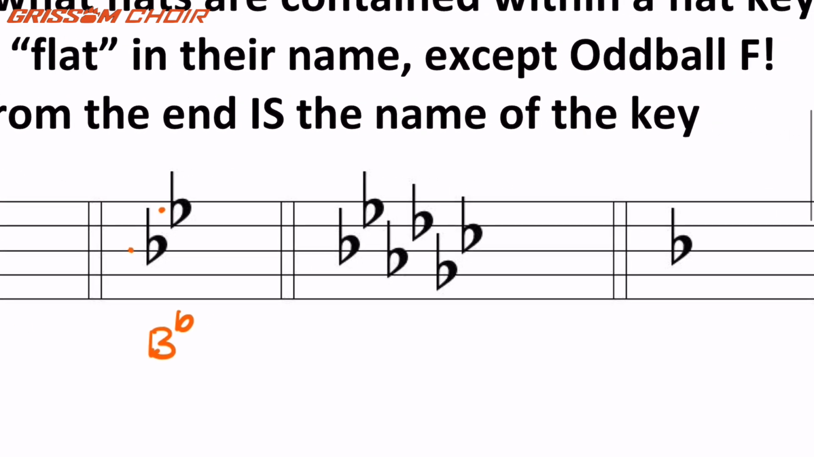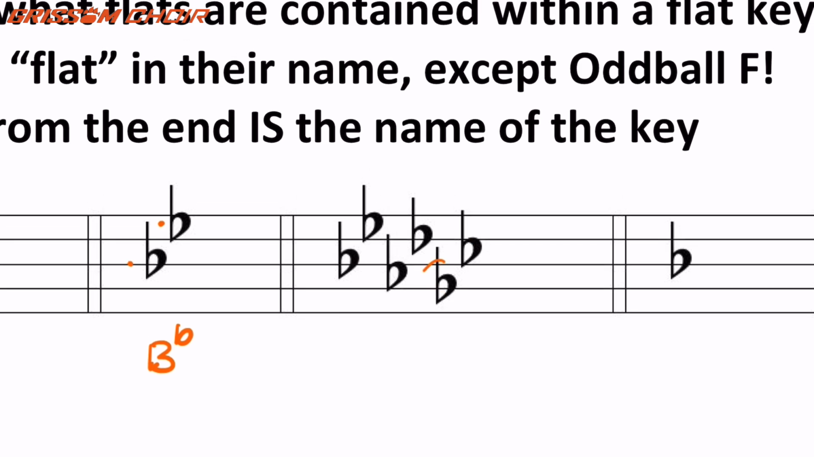Moving on, we have 6 flats: B flat, E flat, A flat, D flat, G flat, and C flat. The next to last flat is on the G line, so that means that we are in the key of G flat major.